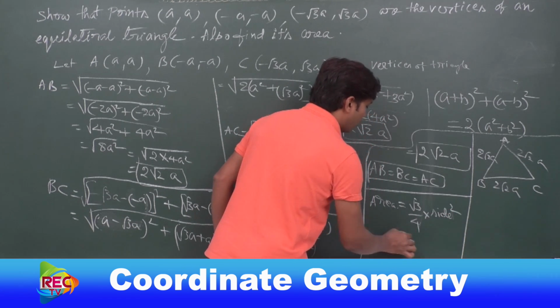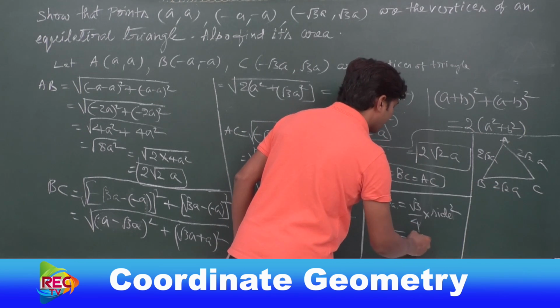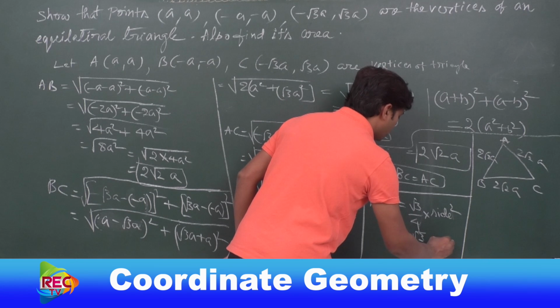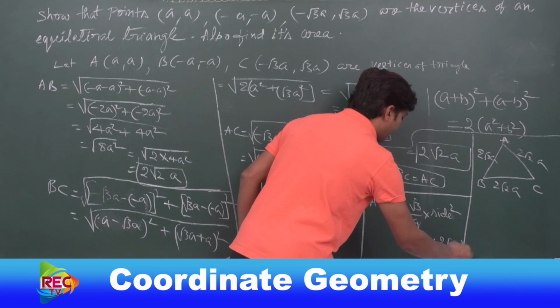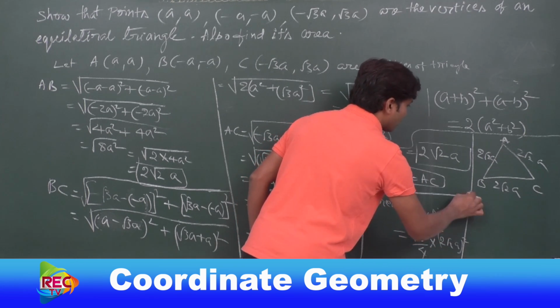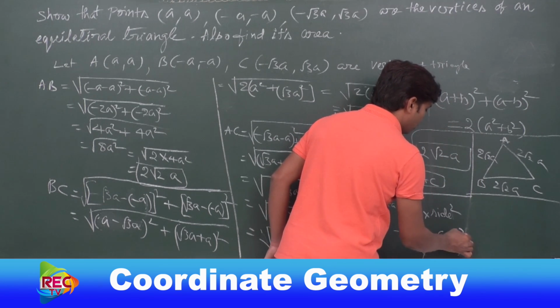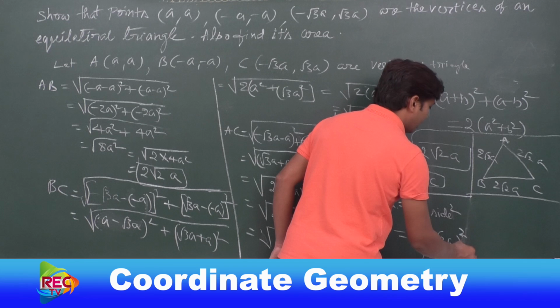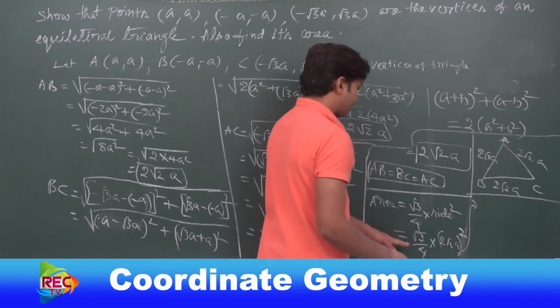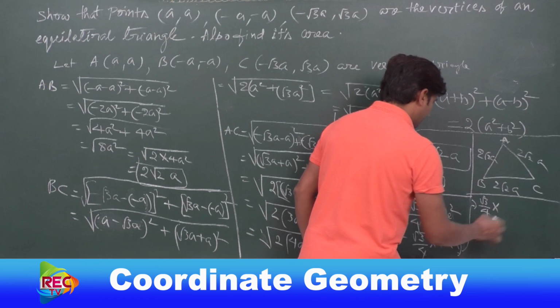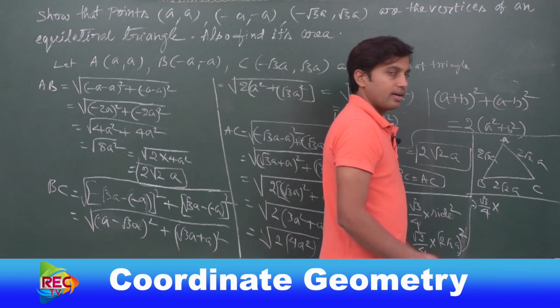Side square. What is each side here? 2 root 2A, right? Yes. So root 3 by 4 into 2 root 2A whole square. Let me write here, 2 root 2A whole square. Now let me write here, see this, root 3 by 4, write it as it is, into 2 root 2 whole square. How much is that?